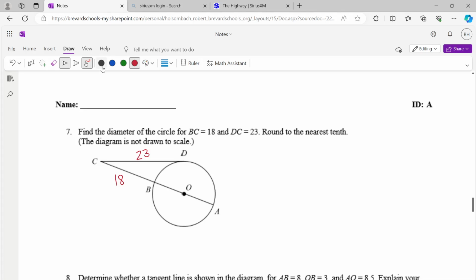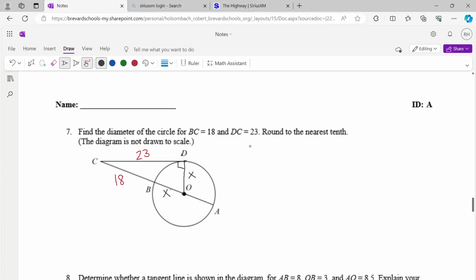So we're going to draw a segment in here from D to O. We're going to make it a tangent, so it's 90 degrees. Going to call it X. And if D to O is X units long, then O to B is X units long. And we're going to use the Pythagorean theorem to find X and then we're going to multiply it by 2, and that'll give us the diameter.